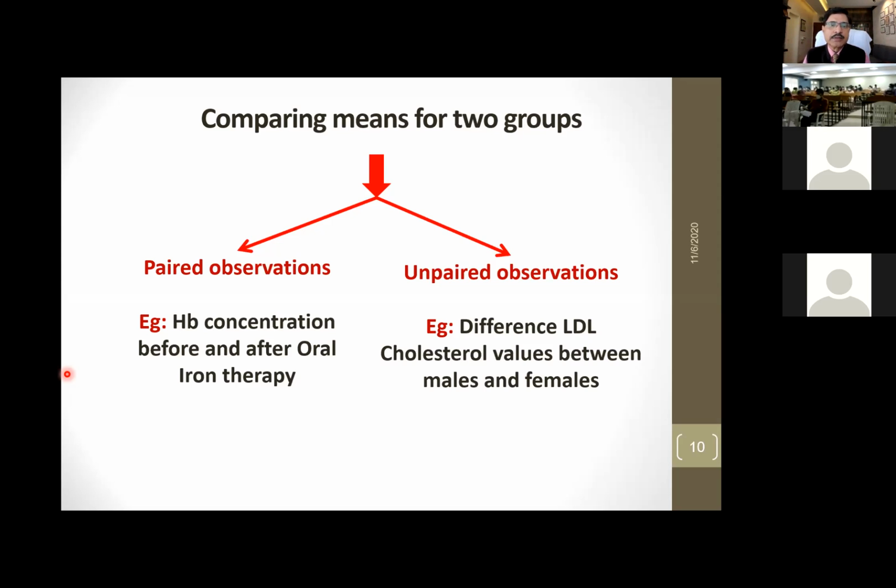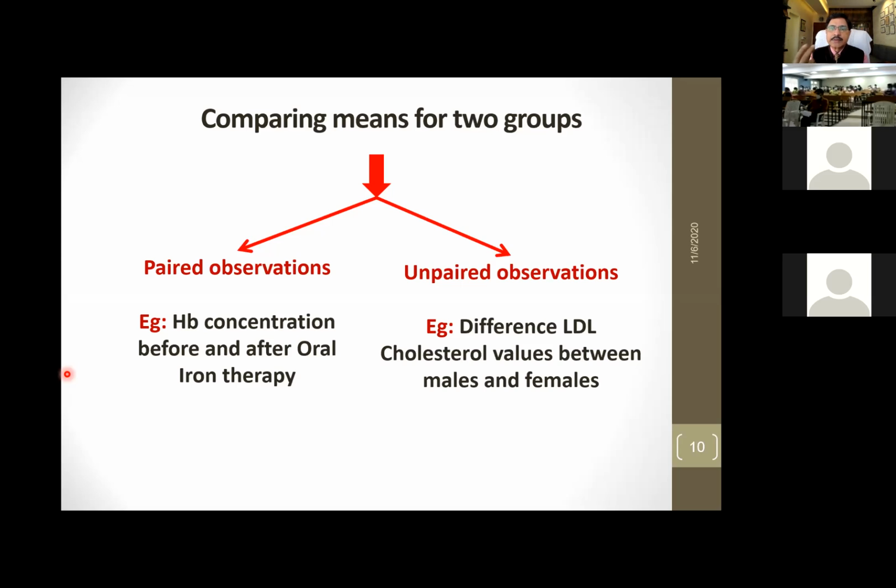Then the hemoglobin concentration is quantified as mean hemoglobin concentration, 10 grams or 8 grams or whatever it is, and there is a standard deviation associated. If the standard deviation is less than half of the mean, then the data is normally distributed. I can do a paired t-test. Whereas unpaired means, for example, difference of LDL cholesterol values between men and women. Men are separate, women are separate, but you looked at the mean values of LDL cholesterol. These are called the unpaired observations.